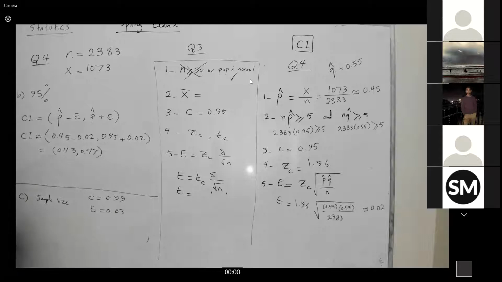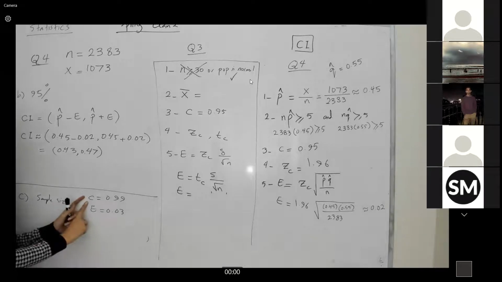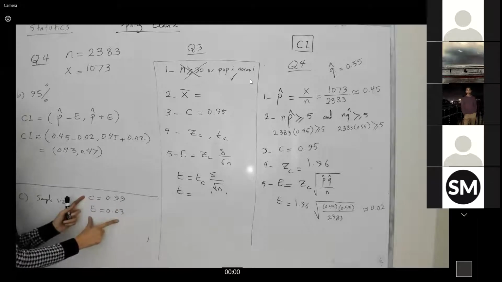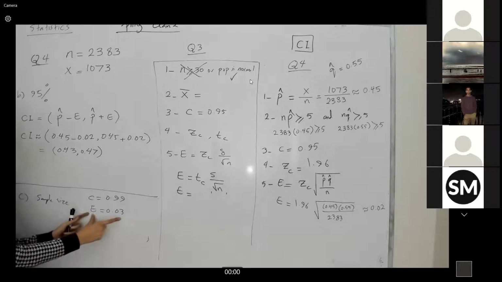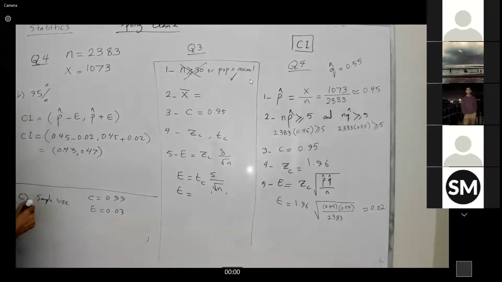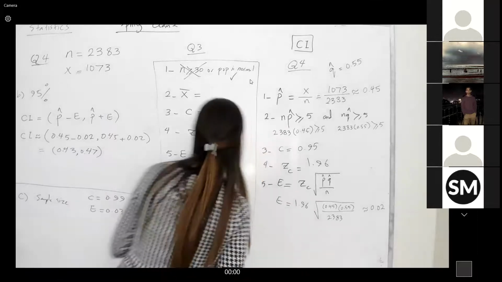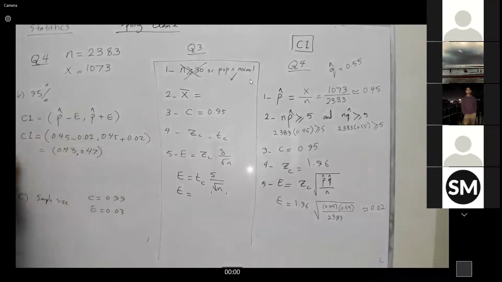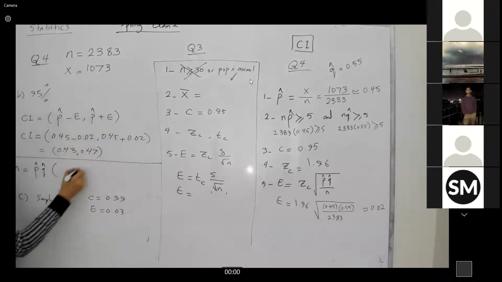So part C says, what is the sample size if you want to construct a 99% confidence interval with a margin of error of 3%? So what are we doing? We're decreasing the margin of error, and we want to know what is a good sample size. So the sample size in this case follows the formula n equals p hat q hat times zc divided by E, squared.